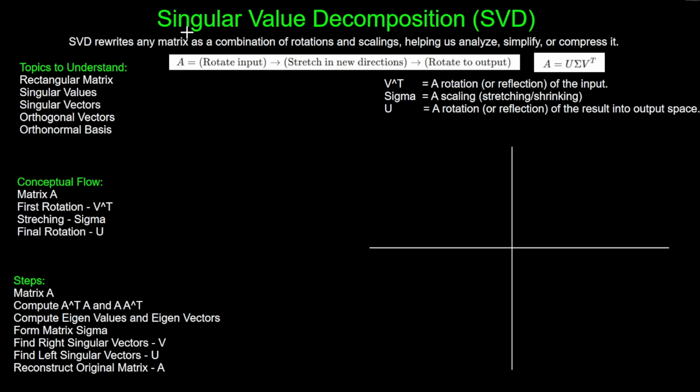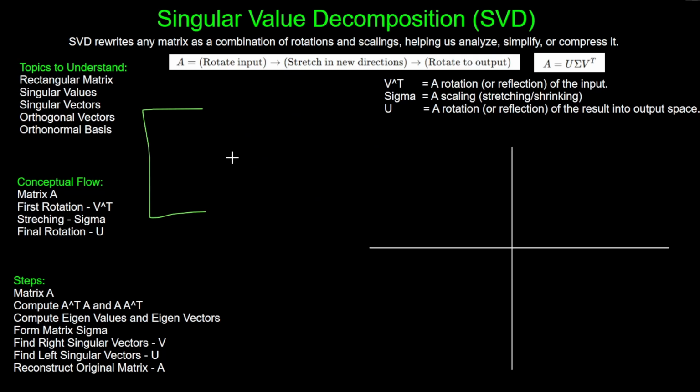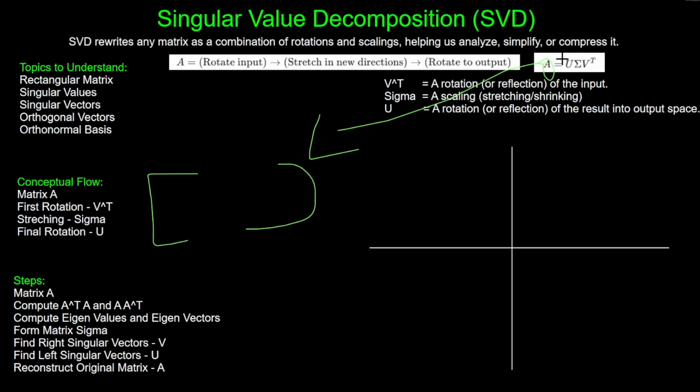Let's look at singular value decomposition. It is a generalization of diagonalization, because diagonalization works only for square matrices, but SVD can be used on any kind of matrix, both square and non-square rectangular matrices. Singular value decomposition rewrites any matrix as a combination of rotations and scaling, helping us to analyze, simplify, or compress it. To put it simply, we can represent any matrix transformation as a product of these three matrices. Before looking into this, let's understand some concepts.